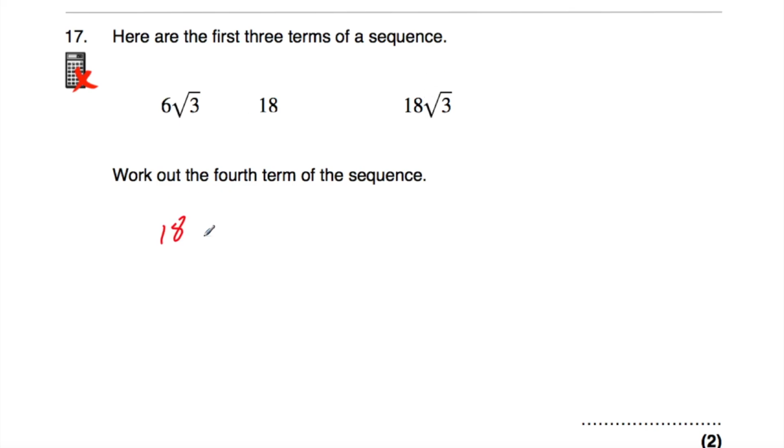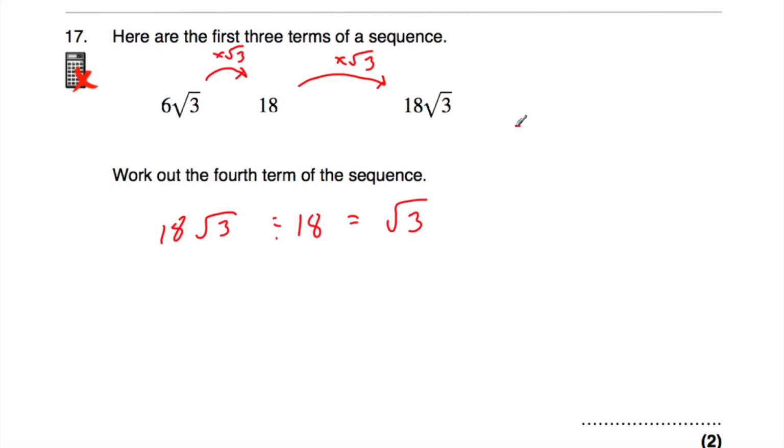So I'm going to take the 18 root 3 and divide that by 18. It's just a bit easier than doing 18 divided by 6 root 3. 18 root 3 divided by 18 would just be root 3. So that means we're multiplying by root 3 each time. And let's just check that. If we had 6 root 3 multiplied by root 3, root 3 times root 3 is 3, and then 6 times 3 is 18, so that would work. Okay, so we're multiplying by root 3 each time.